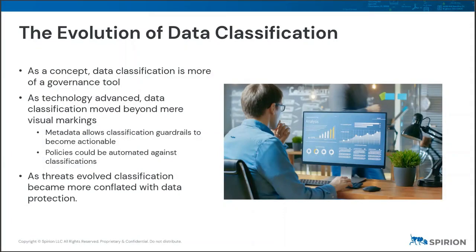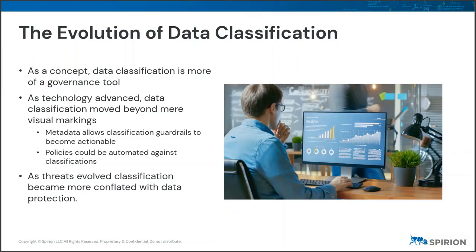As a concept, data classification is still more of a governance tool than a security tool, designed to provide these handling instructions to make sure the data goes where it's allowed. But as technology has advanced and we moved to the computer age, classification moved beyond visual markings. We were able to inject metadata into files, and that metadata allows classification guardrails to become actionable. We can use classification as the basis for rudimentary security. We can make it so files can't exist in certain folders, so certain files can't be emailed if they're a certain classification. We can use them to provide instructions to perimeter tools like a DLP or a CASB.